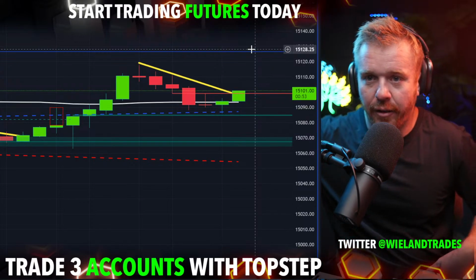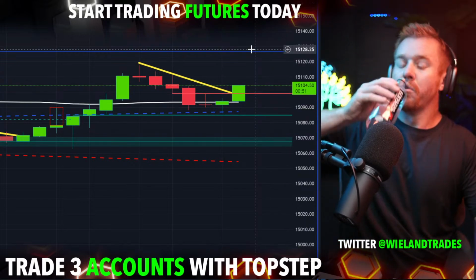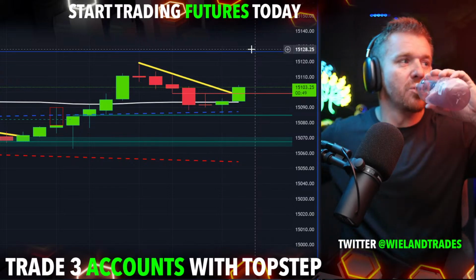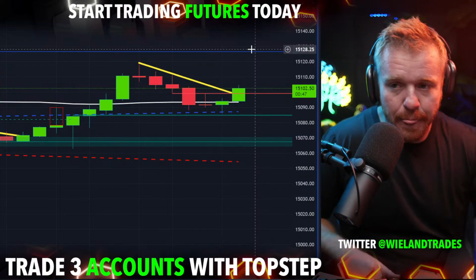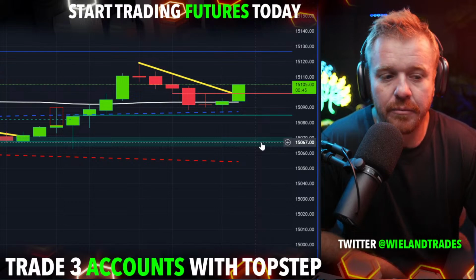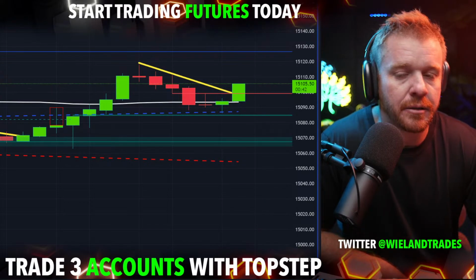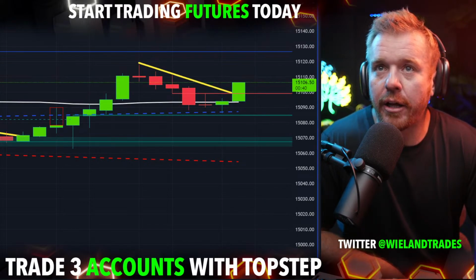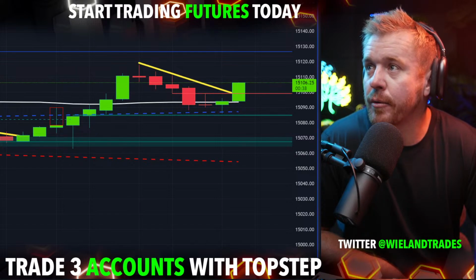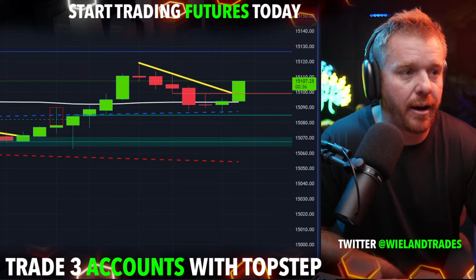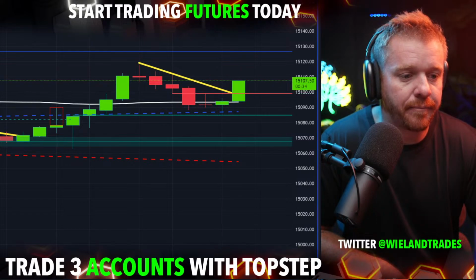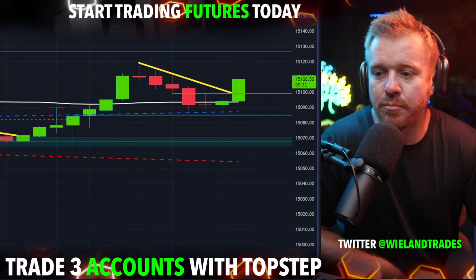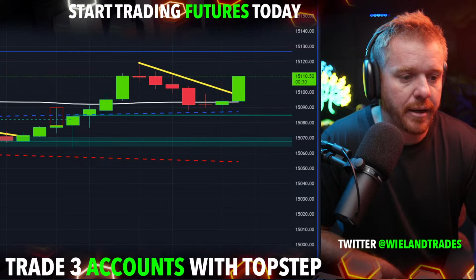Got the little green candle there through the hundreds now. Strong. Beautiful. There we go. Look at that candle. The ES squeezing up, the NASDAQ trying to push as well. Let's get going. I'm long here, looking for this push up. Basically want to stay above 100 at this point.